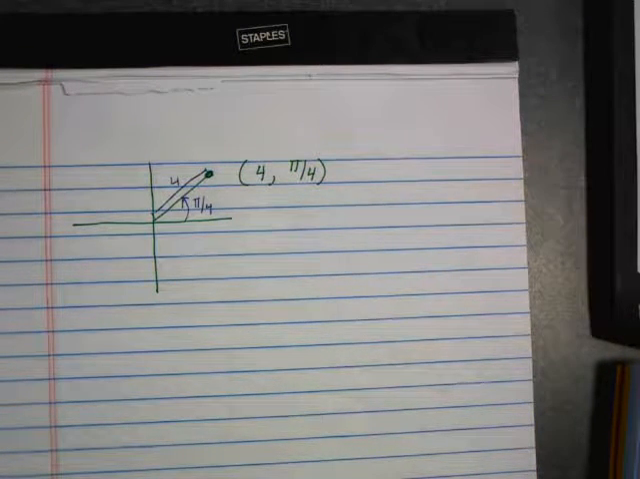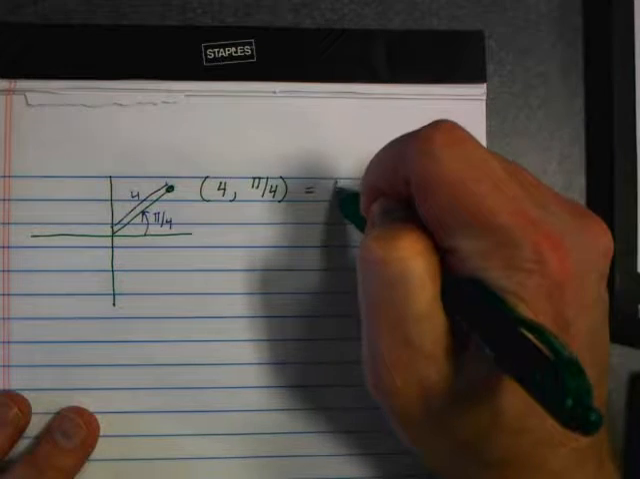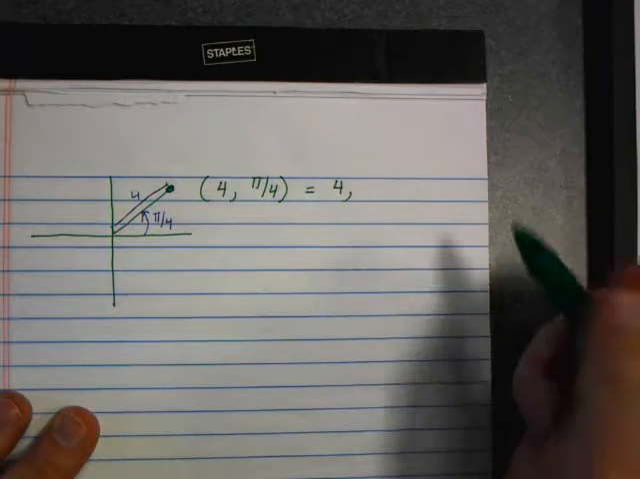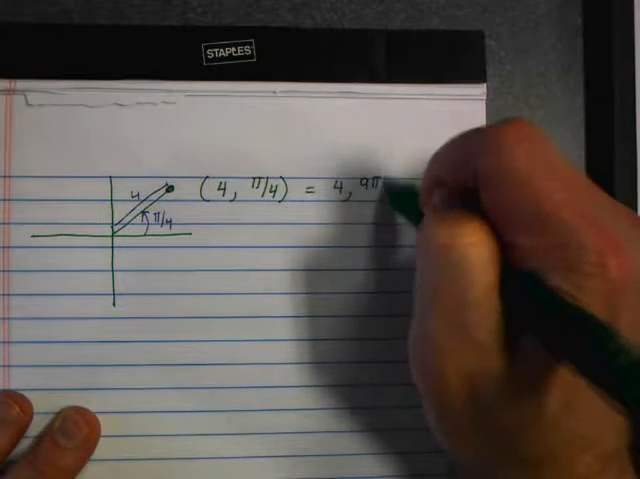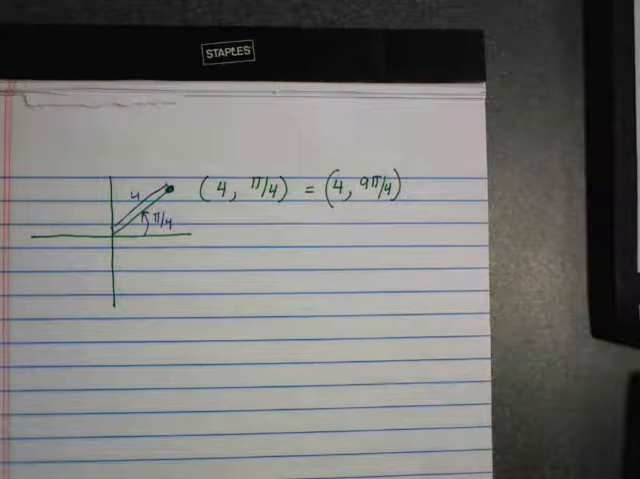However, traditionally when you write polar points, you write the angle in radians. Could you write it in degrees? I suppose you could. But traditionally we use radians, unfortunately, for this whole section. This is also the same as 4, 9 pi over 4. That's the exact same point, even though it has a different angle.